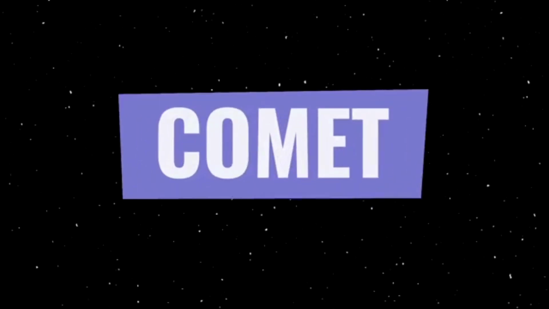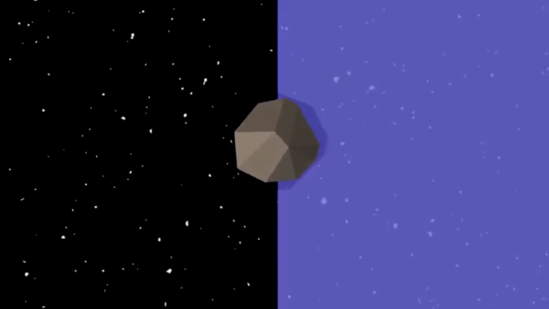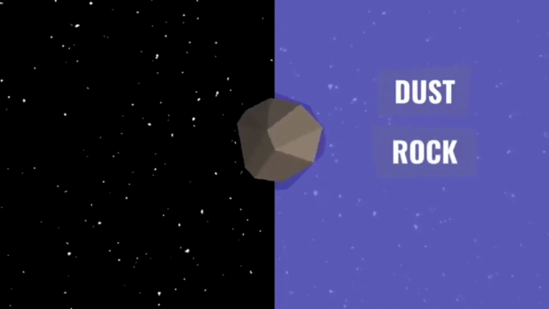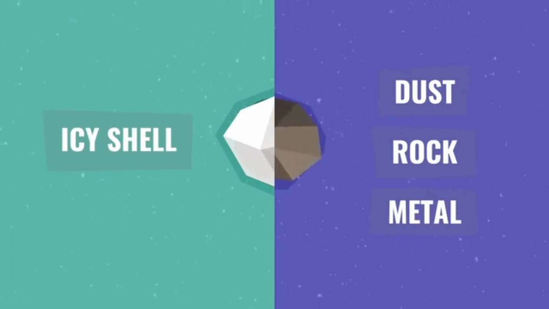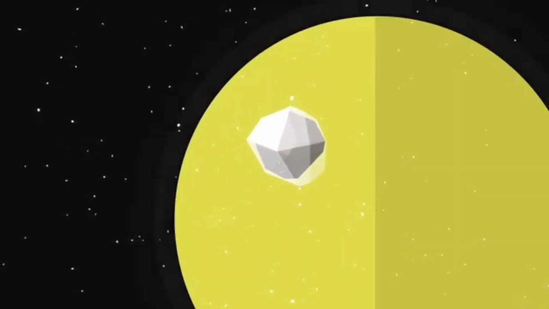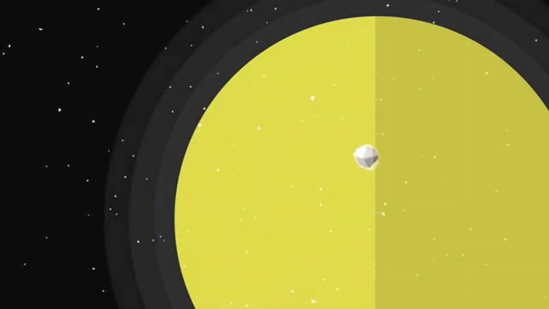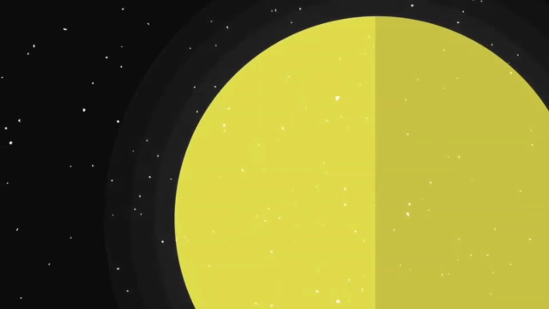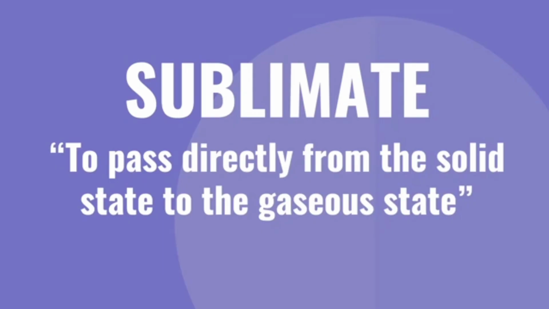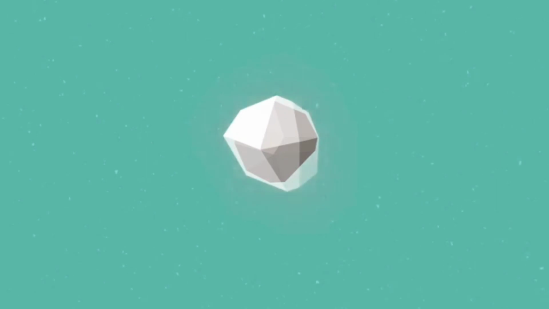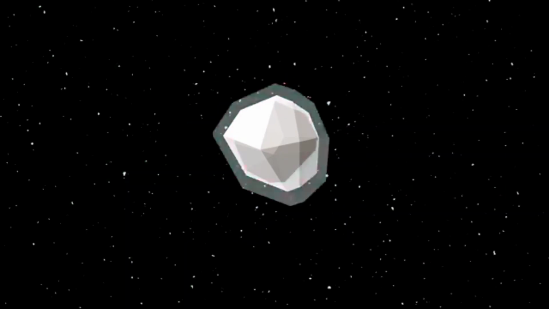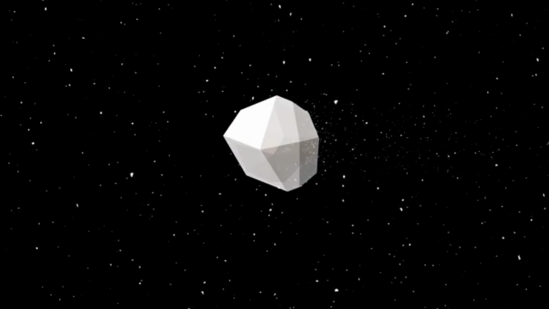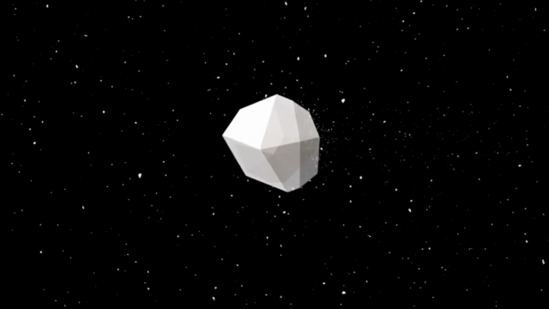Let's start with comets. Comets are basically big balls of dust, rock, and metals, surrounded by a thick, icy shell orbiting our sun. And when comets get too close to something hot, like the sun, their ice sublimates, or goes instantly from a solid to a gas. This creates a halo-like glow around the comet, called the coma. And our sun's strong solar winds blow the coma back, giving the comet its infamous tail.